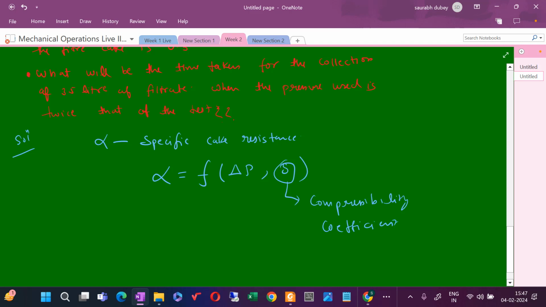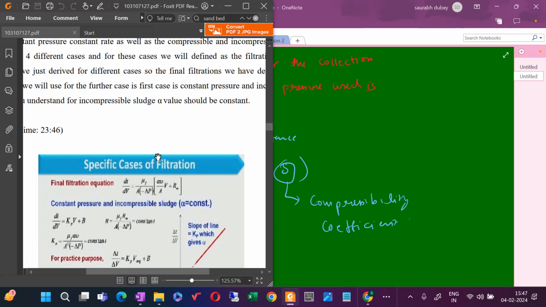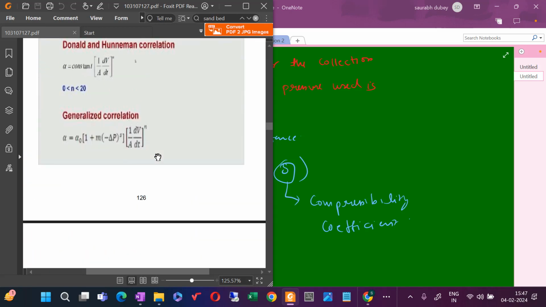So using alpha equals alpha 0 delta p to the power s, this expression has been taught in the class also, and I will be going one step ahead in this. Let me take you to the concept where it has been taught.